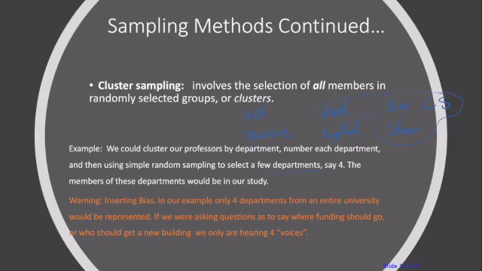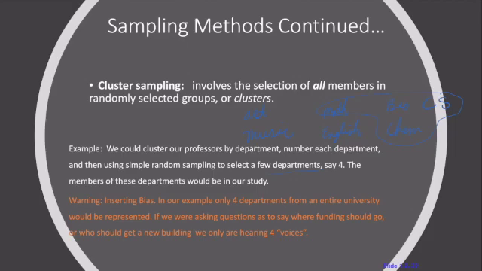Okay, this would introduce bias, right? Warning is we're only hearing 4 voices. In this case, we're only hearing from those in the sciences, right? We're leaving art and music and English completely out of the conversation. So that could definitely introduce bias, especially if we were trying to determine where funding should go, or who should get the newest building, or how many scholarships should we give out for what. This would have a big effect.